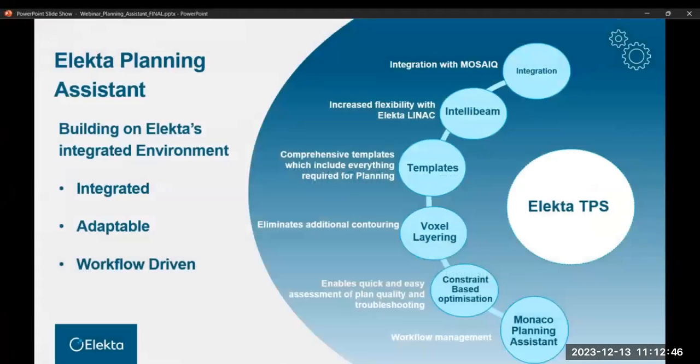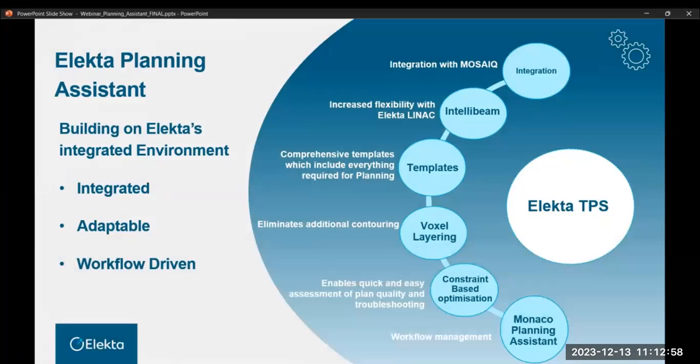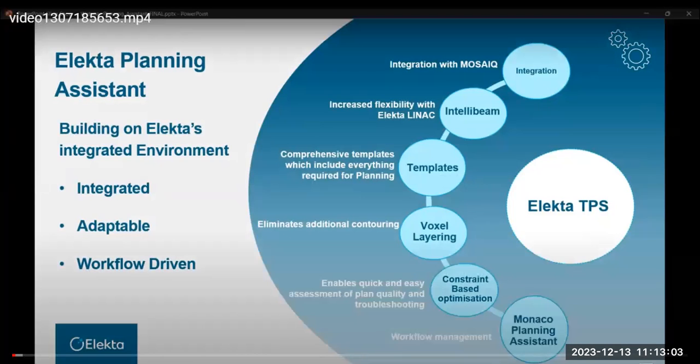So when we look at the new version of Elekta software in treatment planning, effectively what we want to do is build on Elekta's already quite integrated environment. So in terms of integration, what do I really mean? I mean integration with our Mosaic OIS.